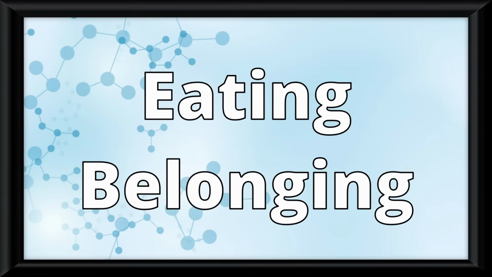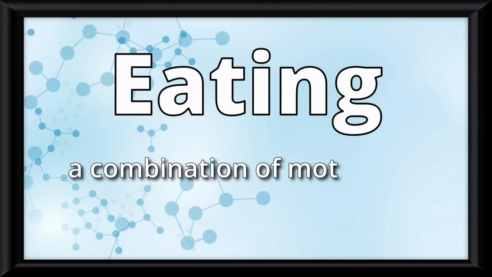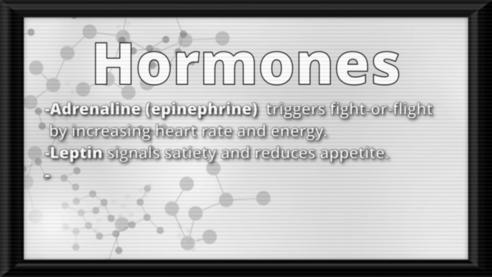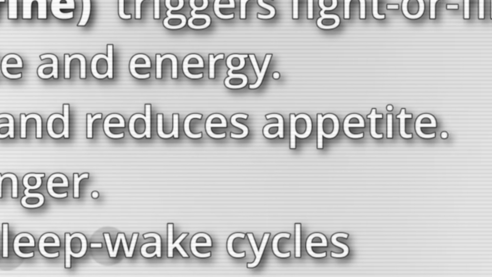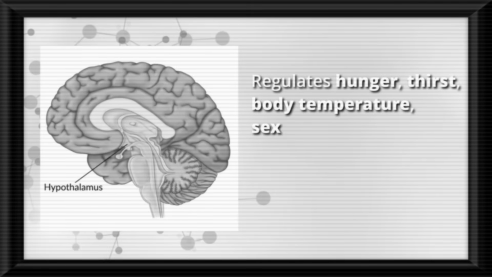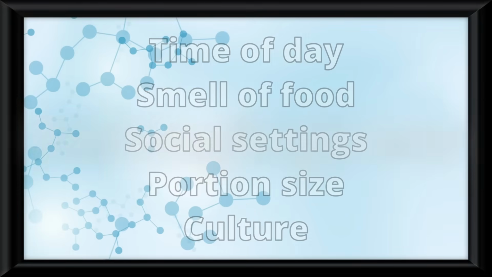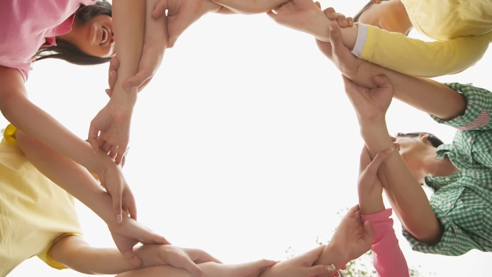Now we have 2 more things left to talk about. Let's start with eating. Eating is a combination of motivation and biological factors. I mean, if you remember back to Unit 1, the hormones ghrelin and leptin focus on appetite and fullness, which are regulated by the hypothalamus through the pituitary gland, but you also have to understand eating is influenced by a lot of other things. But the final thing here is belongingness, because humans are naturally motivated to belong.